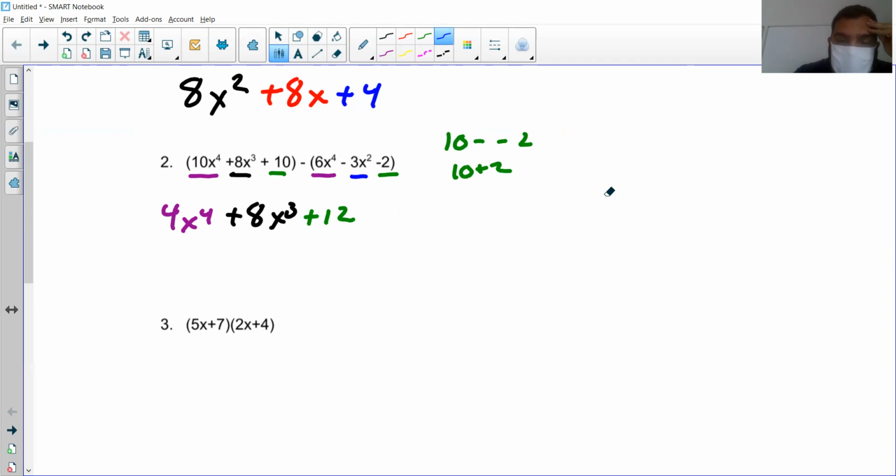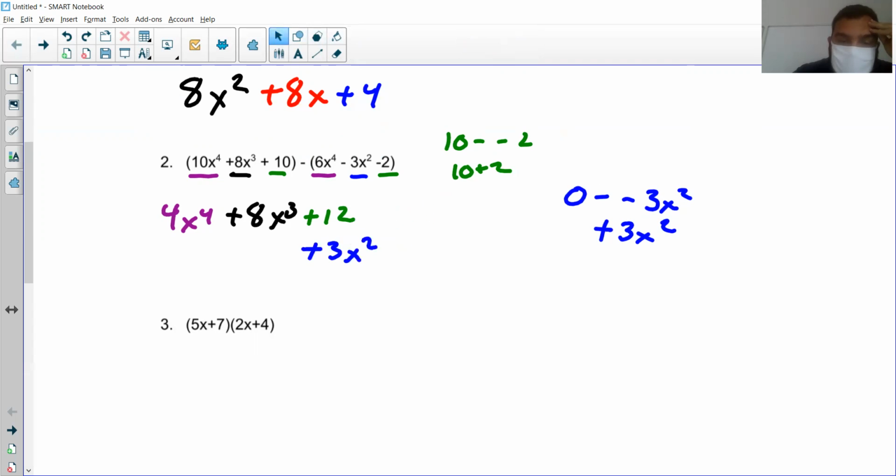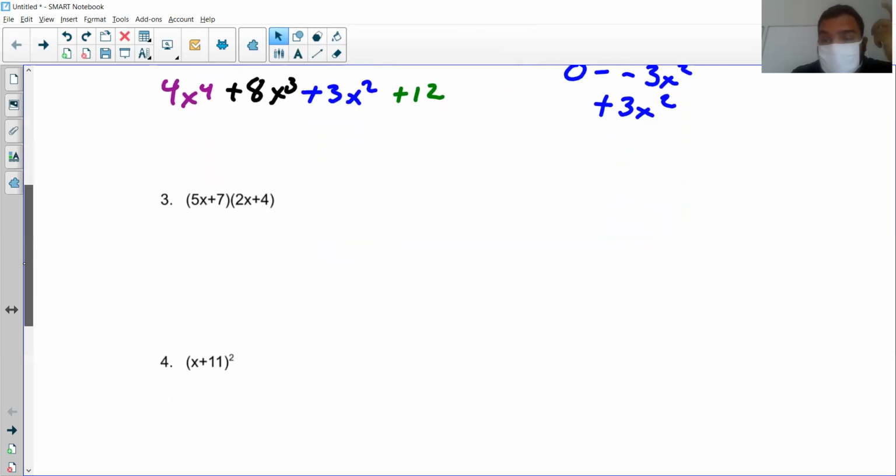Negative 3x squared. So it's technically 0 minus negative 3x squared. So this is going to become a positive 3x squared. In terms of your answer in the multiple choice, it will be in the correct order, which means it will look like this. 4x to the fourth plus 8x to the third plus 3x to the second plus 12. Again, there's multiple choice, so you just pick the one that looks correct. You don't really need to remember the order because you're doing multiple choice.